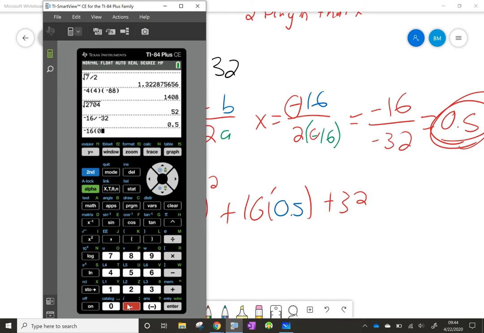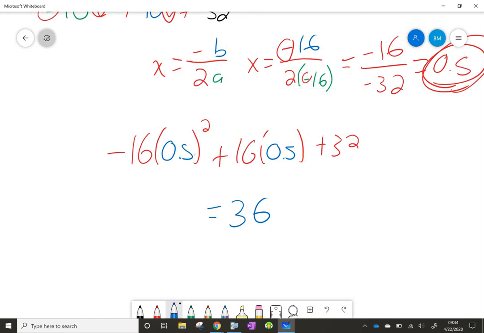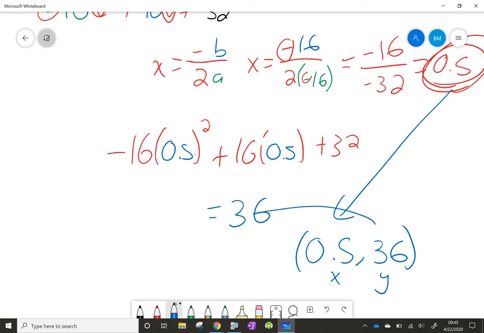0.5 squared plus 16 times 0.5 plus 32. We end up with all of that being 36. So this whole thing equals 36. That means the vertex essentially is 0.5, 36. This is the x value, this is the y value. Remember the x value that we get, the y value that we get.